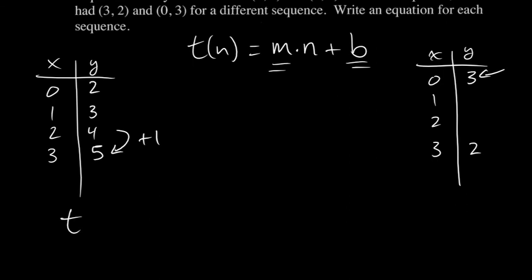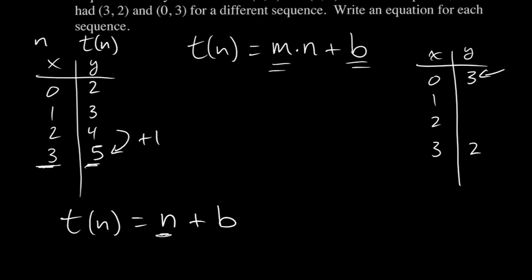So this one would be t of n is equal to, my slope is 1, so I'm just going to write n plus b. I don't know why I wrote x and y up here, but I'm using n and I'm using t of n. If I want to know, for example, the third term, I just plug 3 in there, and 3 plus 2 gives me the 5. So this is a good mapping from the domain to the range.